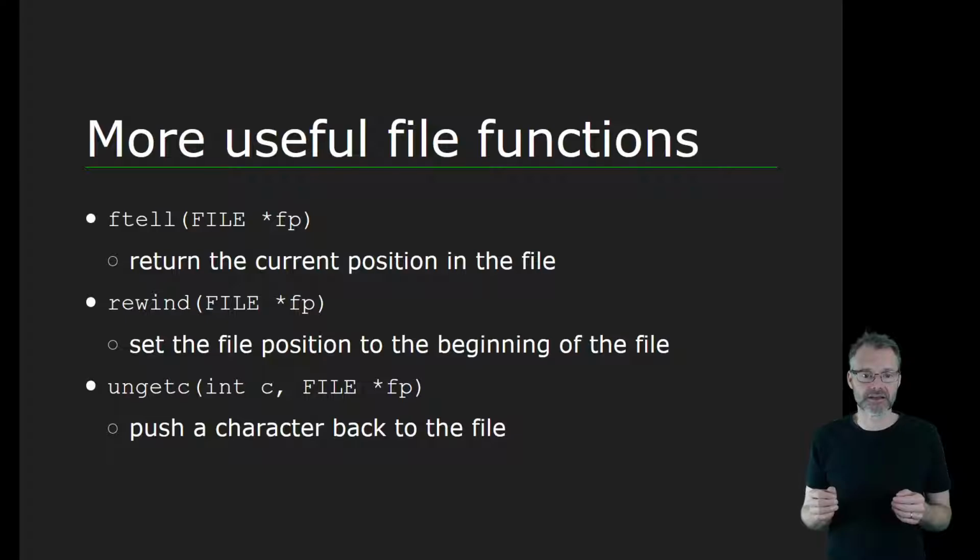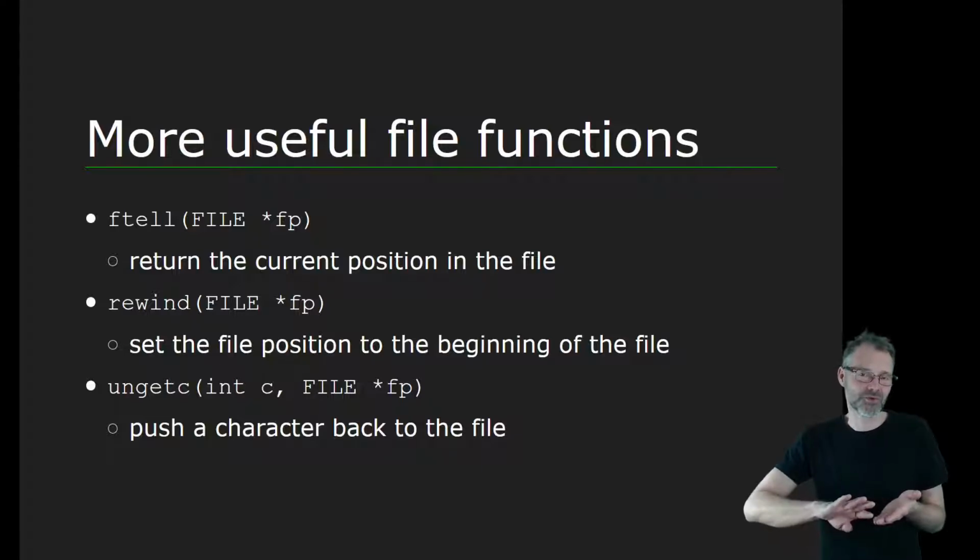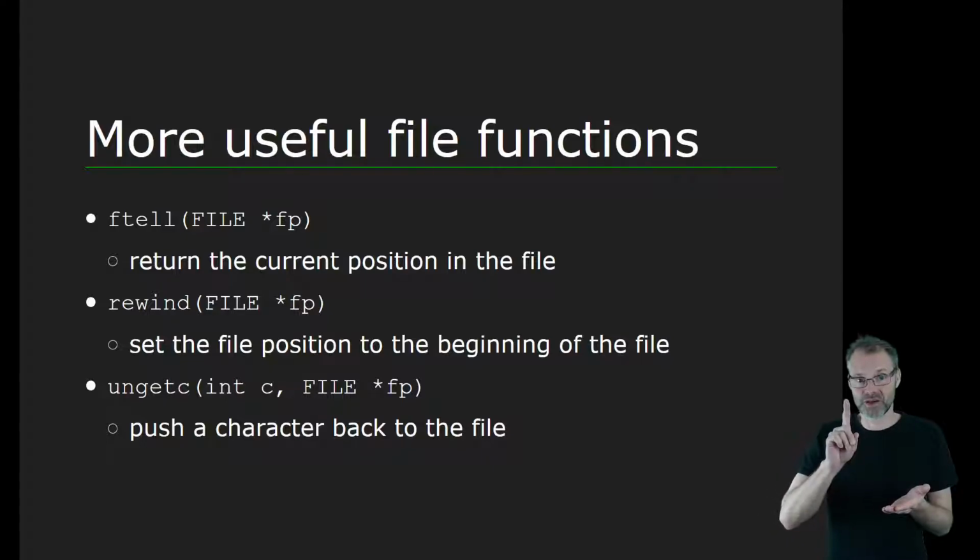ungetc is a function that can push back a character to the file. That could be useful when you're reading a character from the file, and then you encounter a character that you don't want to read, so you want to put it back to the file. You can do that with one character, not more. Only one character is guaranteed to be put back, and you do that with ungetc.